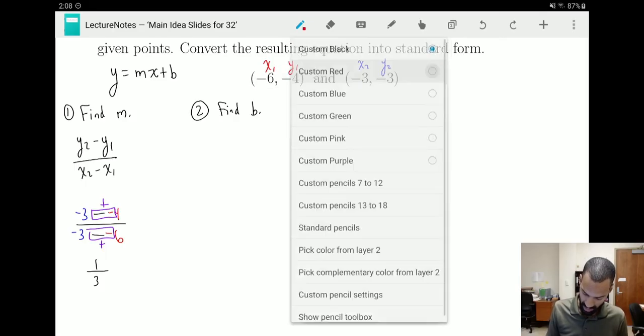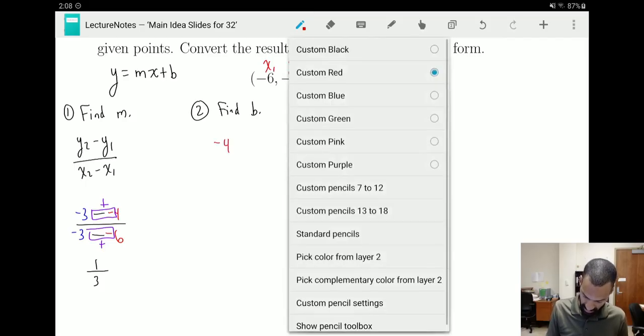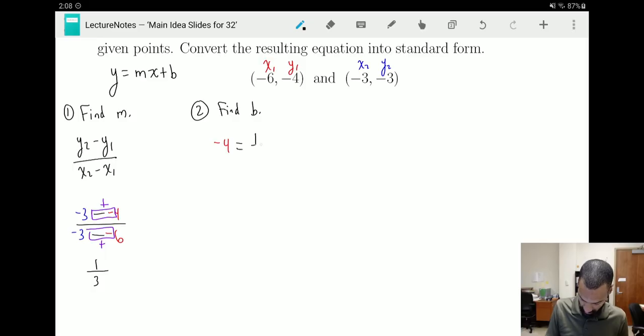Okay, y minus 4 equals m, 1/3, times x, in this case negative 6, plus b. Notice we only have one missing number there, right? One variable. Again, you could use this point here. You'll get exactly the same answer. Okay, if you don't believe me, try it out.